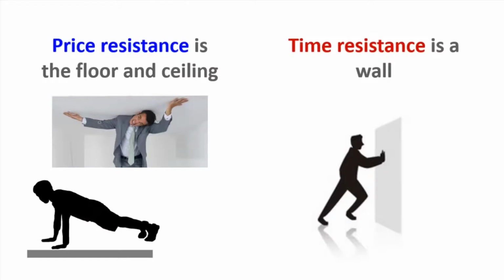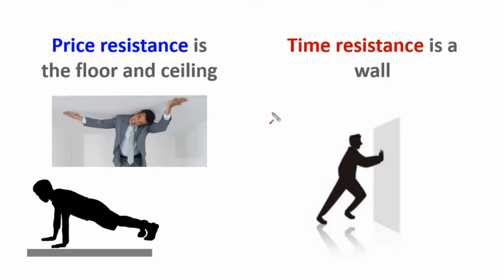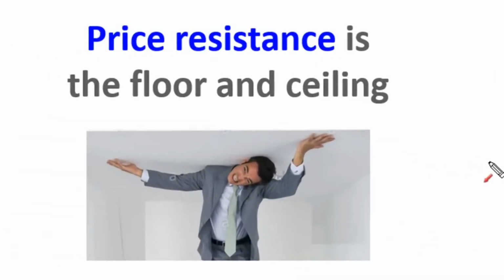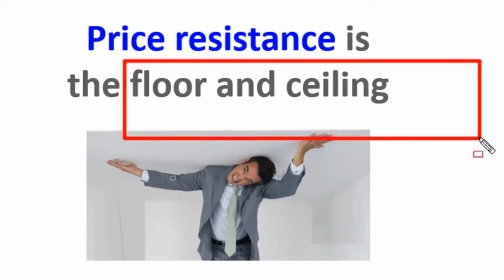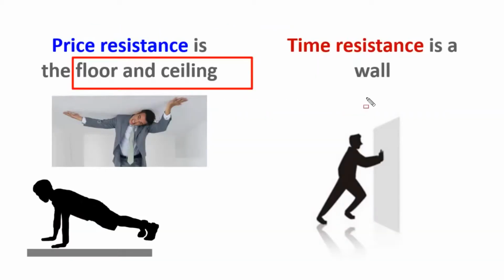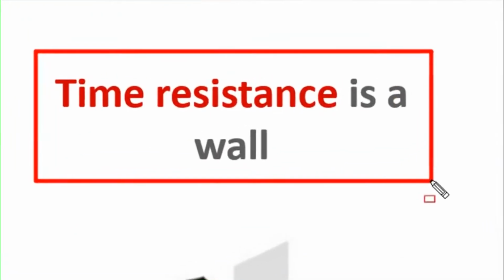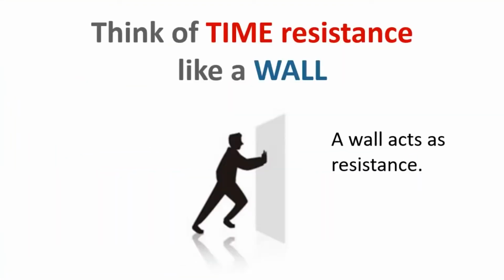Now, why is that important? Because price only gives us resistance and support on the price axis. In other words, the floor and the ceiling on the charts. But time resistance acts like a wall. Okay, it acts like a wall on the price, and that is what I'm interested in. I want to see how time resistance acts on price as well. All right, guys, so that's what we're going to talk about here.